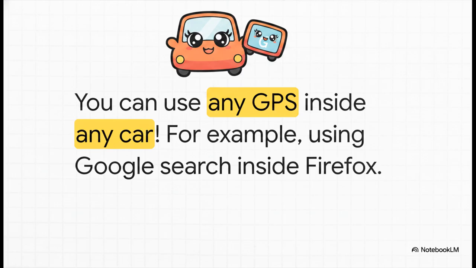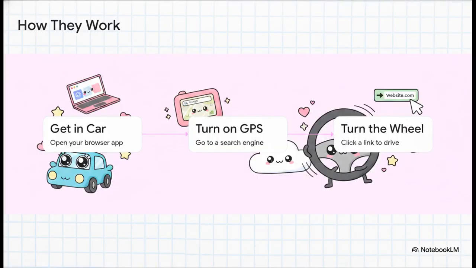They are completely separate tools, which gives you total freedom to mix and match them however you prefer. Think about the actual sequence of what you do when you sit down at a computer. Step 1, you get in your car. That means you physically open your browser app, say Chrome. Step 2, you turn on your GPS.